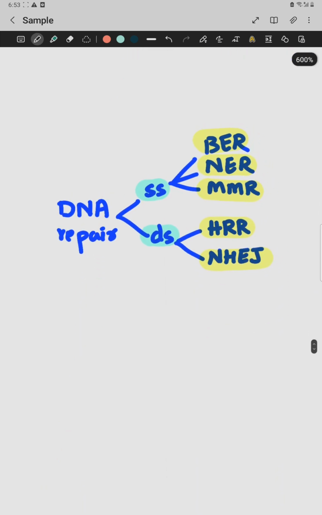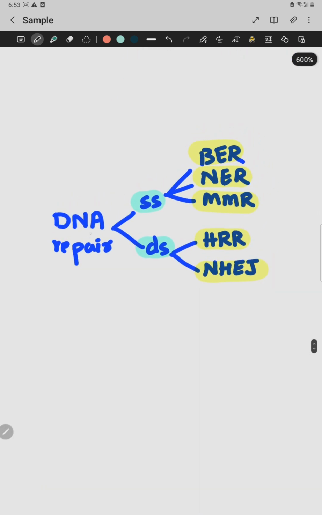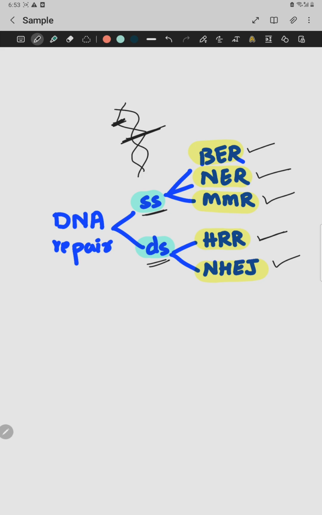So coming to DNA repair as such, DNA damage can happen, and the damage has to be repaired. The damage can be single strand or double strand. If this is the DNA, either only a single strand has been damaged or both strands have been damaged. The single strand damage repair mechanisms are base excision repair, nucleotide excision repair, mismatch repair, and the double strand ones are homologous recombination repair and non-homologous end joining repair.